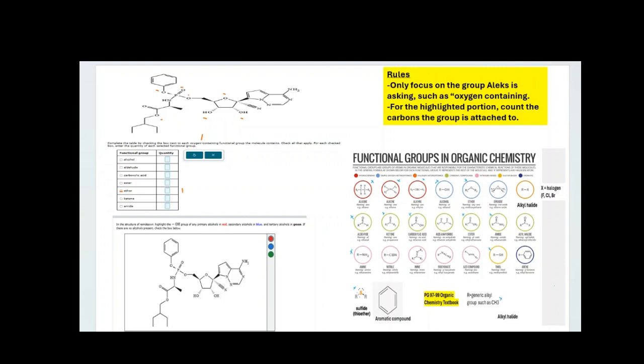Next up, I see that I have alcohol. I have my oxygen right here, and I have it attached onto an R group. I come to my single bond chart, and I see alcohol right here. So I'll highlight alcohol here, and I'll put one tally there. And I see that I have the same thing right here with this alcohol as well, so I'll put another tally mark there.